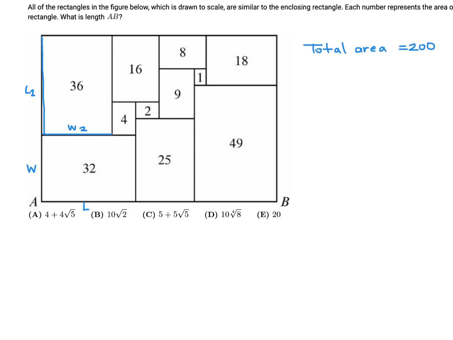So I'll label the entire top to bottom here X, and this entire length Y. So that means basically that XY is 200, since it's a rectangle. And since they are similar, each of these rectangles, we can use the rectangle that has an area of 32 and compare its width and length. The width and length there would be in the same ratio as the width and length of the enclosing rectangle, the big one.